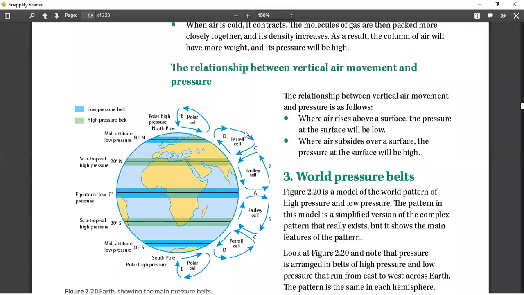In a test, you're supposed to identify where you find the Hadley cell, the Ferrel cell, and the polar cell. So which means the Hadley cell is at the equator, the Ferrel cell is just above it, and the polar cell is found at the North Pole and the South Pole. Okay, right.